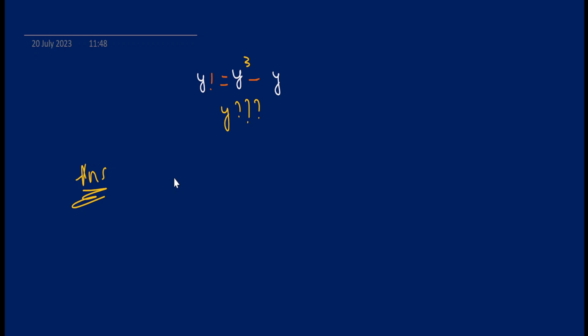So we have y factorial. We define factorials only for positive integers. So we have y factorial, which means y must be a positive integer. This is the first observation that we have. Now let's move forward. Let's write y factorial as y into y minus 1 into y minus 2 factorial.